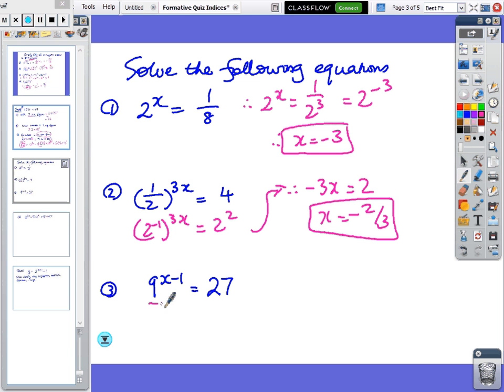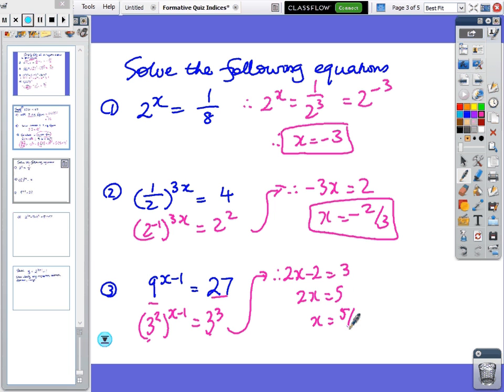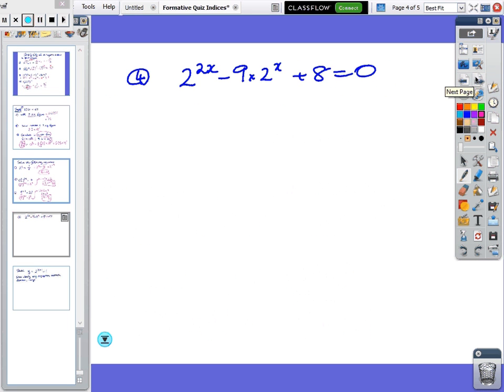And next one, 9 and 27 have a common base of 3. So 3 squared x minus 1 equals 3 cubed. Therefore, 2x minus 2 equals 3, because the bases are the same. 2x equals 5, x equals 5 over 2. Okay, or 2.5. Okay, next one is a quadratic, so have a go and then come back when you're ready.